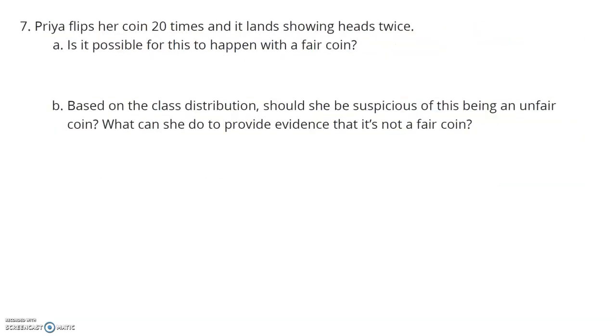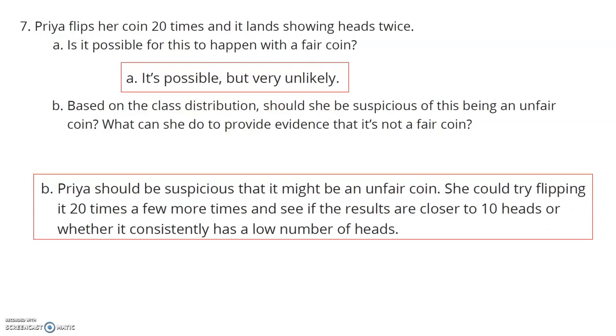So in order to provide evidence that it's not a fair coin, this person should just do it again. Maybe do it one more time, these 20 flips. And if she gets around 10, then we can probably say that it's fair. But at first, I'll say don't let yourself just be fooled by the statement without looking at some sort of evidence.